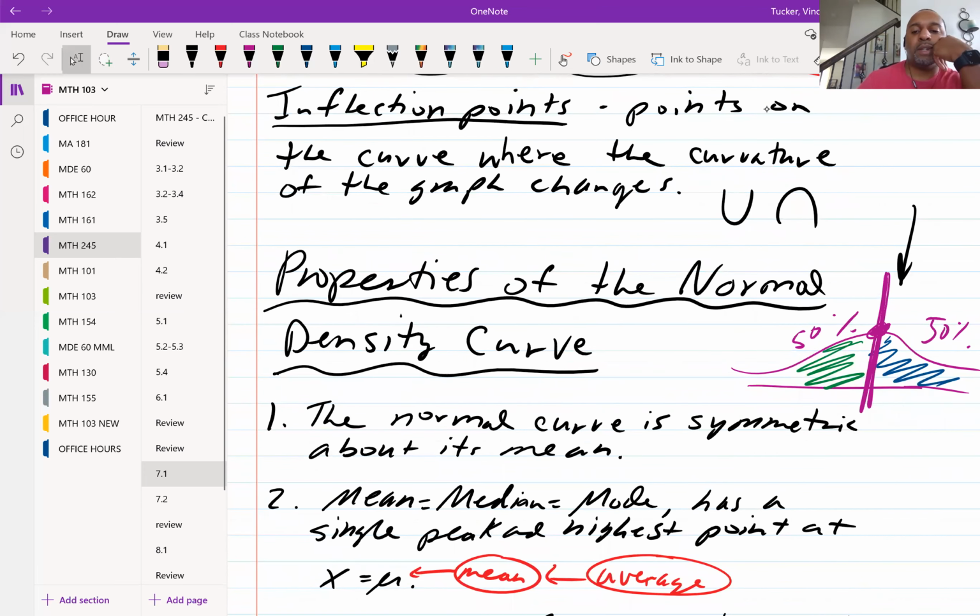Number two, the mean, median, and mode are equal and it has a single peak and highest point at the mean. Don't forget the mean is your average.